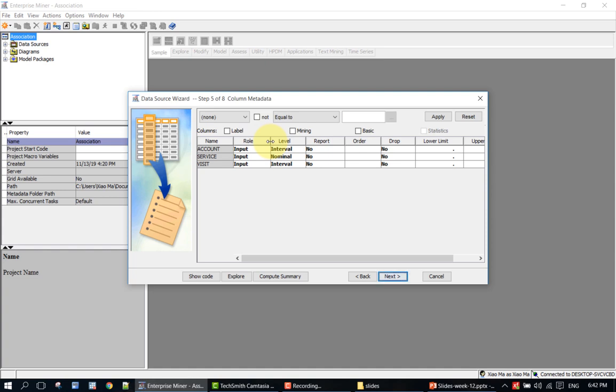You need an ID column here. One of the variables will be target, which is the actual choices. Account would be an ID. Service here refers to banking services, including credit card, checking, savings, certificates of deposit, loans, etc. And be sure to select target for services. This is key. Visit, you can either retain or exclude it.